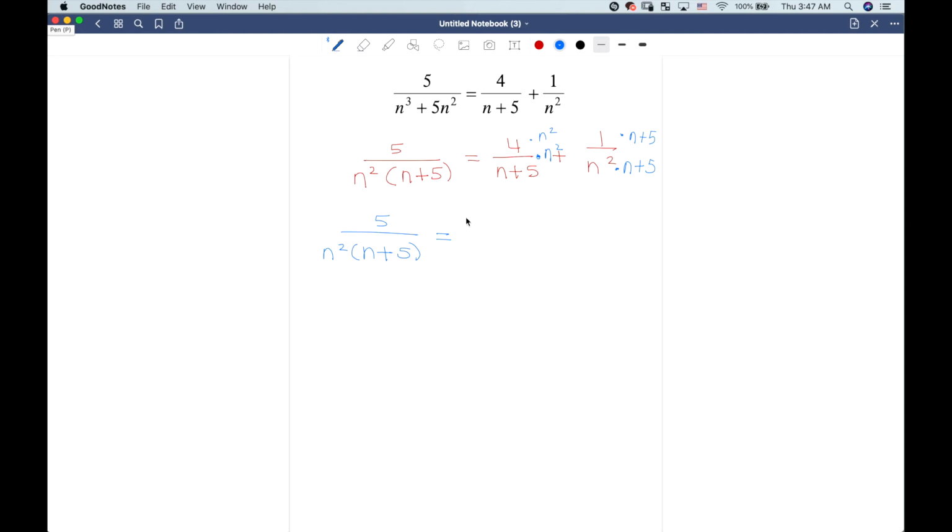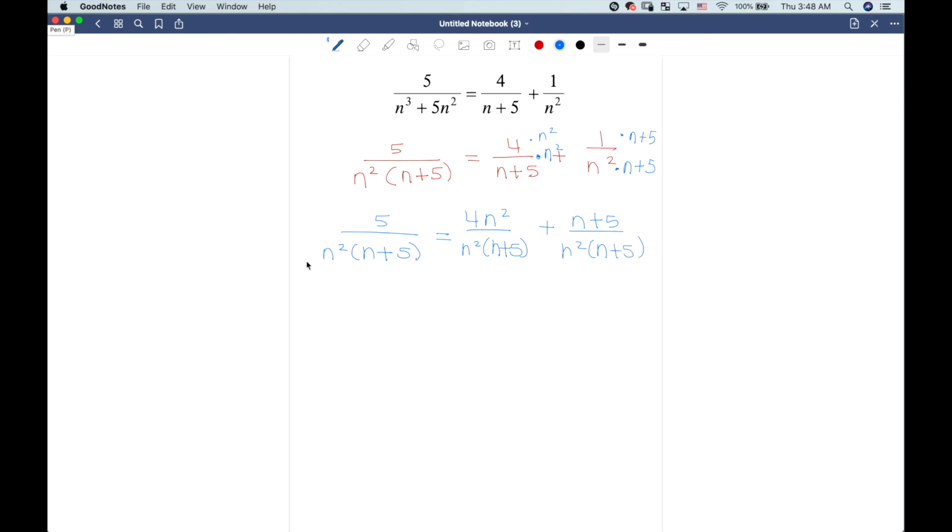Four times n squared is 4n squared. n plus 5 times n squared. 1 times n plus 5 is just n plus 5. n squared times n plus 5.